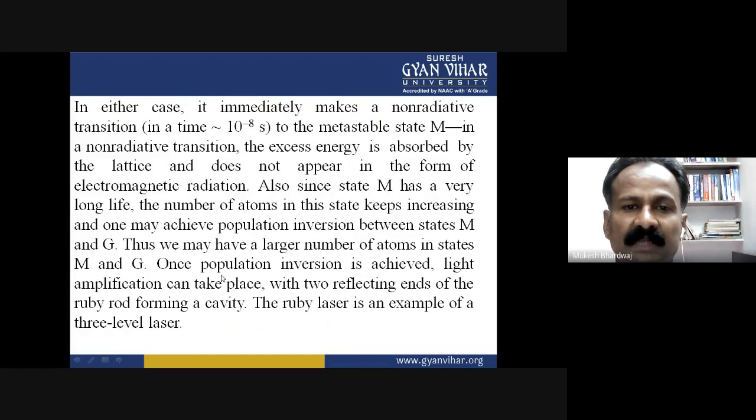In either case, it immediately makes a non-radiative transition in a time of 10 to the power minus 8 seconds to the metastable state M. In a non-radiative transition, the excess energy is absorbed by the lattice and does not appear in the form of electromagnetic radiation. Also, since state M has a very long life, the number of atoms in this state keeps increasing, and one may achieve population inversion between states M and G. Thus, we may have a larger number of atoms in state M than in state G. Once population inversion is achieved, light amplification can take place, with the two reflecting ends of the ruby rod forming a cavity. The ruby laser is an example of a three-level laser.